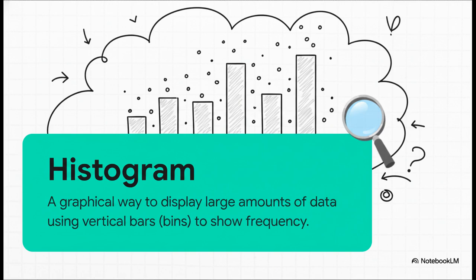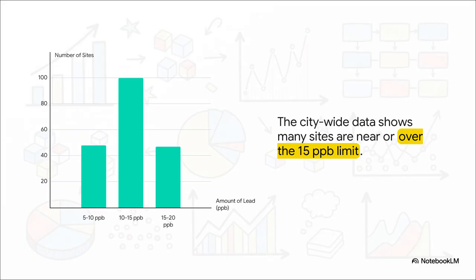A histogram is designed for large amounts of data. Instead of plotting every single point, it groups the data into these intervals, or bins, and then just shows you how many data points fall into each bin. It's all about seeing the frequency. And here it is. This is the histogram for all 250 sites in Greenville. Each one of these bars shows the number of sites that fall within a certain range of lead levels. You can see the tallest bar is for sites between 10 and 15 ppb. So a lot of sites are getting close to that line.